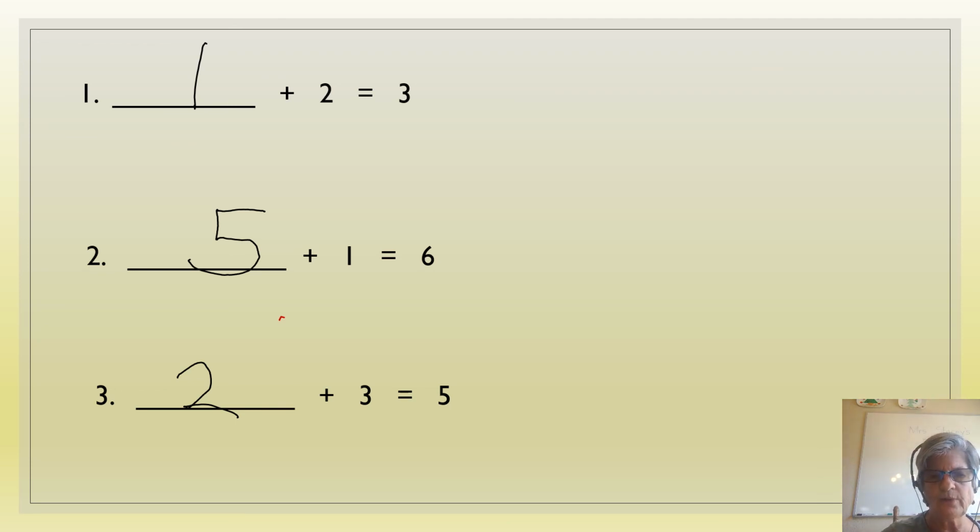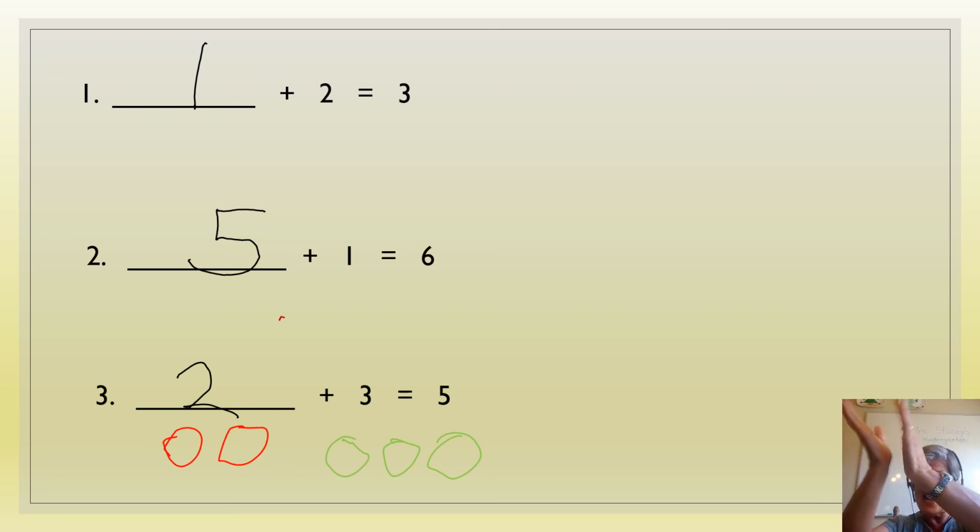Now, let's look under the bottom one. It says 2. So I'm going to make 2 red circles. Then it says plus 3. So I'm going to take another color and draw 3 circles using that color. 1, 2, 3. And I want to make sure I have 5. Let's count. 1, 2, 3, 4, 5. And guess what? I have 5. So I was correct. Yay!